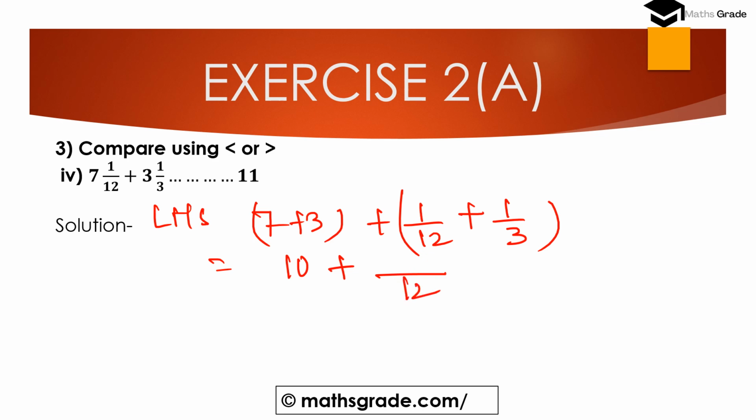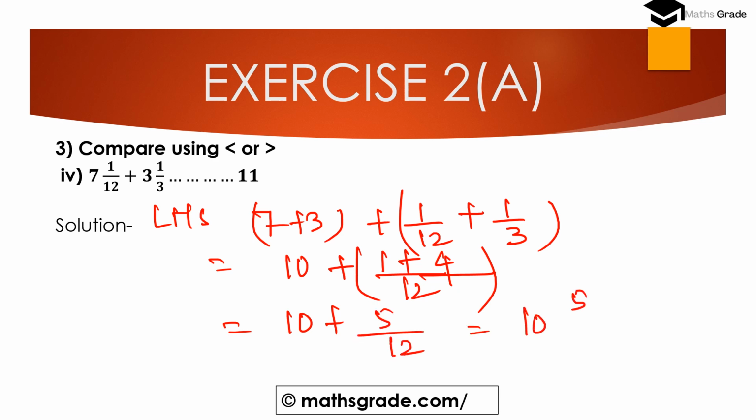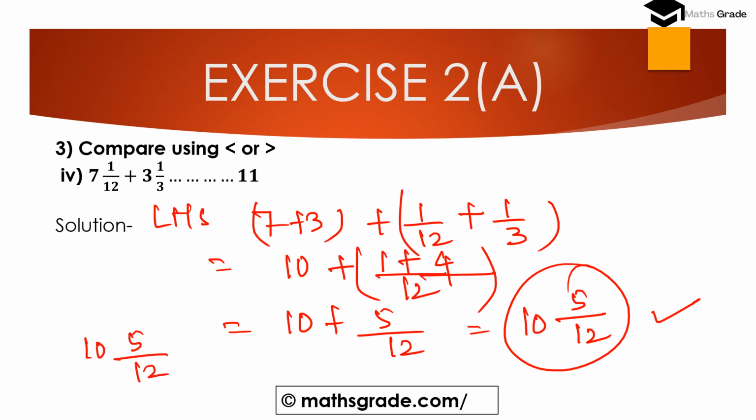LCM हो गया 12. 12 divided by 12 is 1. 1 multiplied with the numerator 1 is 1. Plus 12 divided by 3 is 4. 4 multiplied with the numerator 1 is 4. 10 plus 5 divided by 12, which is 10, 5 divided by 12. And 10, 5 divided by 12 is less than 11. So 7, 1 divided by 12 plus 3, 1 divided by 3 is less than 11.